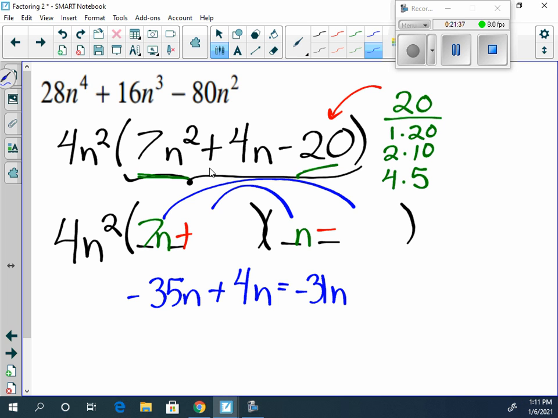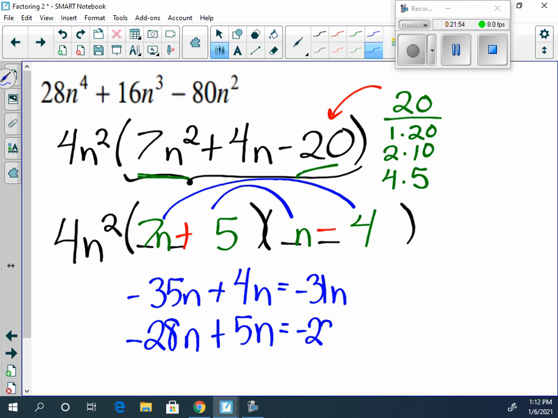So what we can do is we can switch the 4 and 5 and say 5 and 4. So 7n times 4 is going to be negative 28n. 5 times n is going to be plus 5n, which will give us negative 23n.